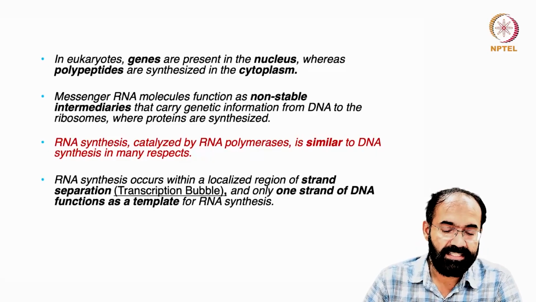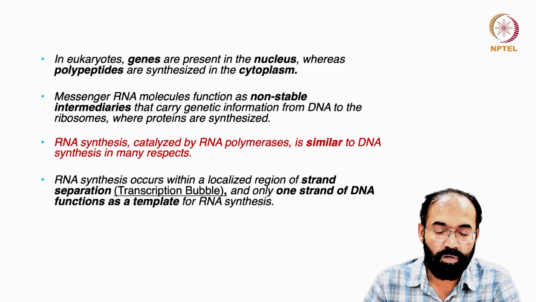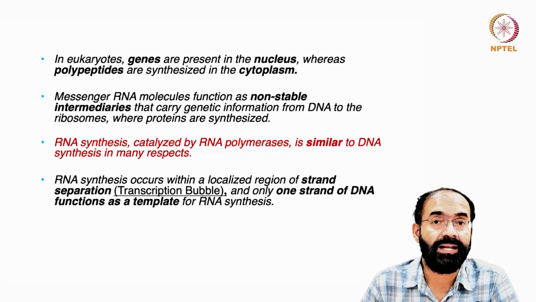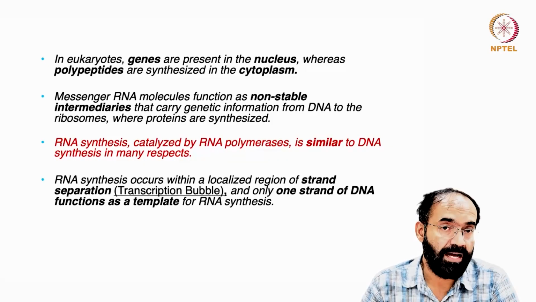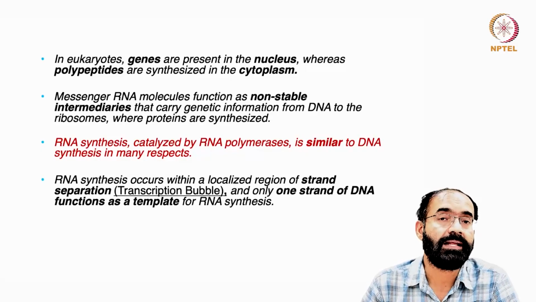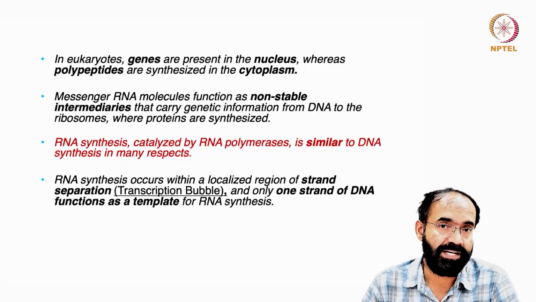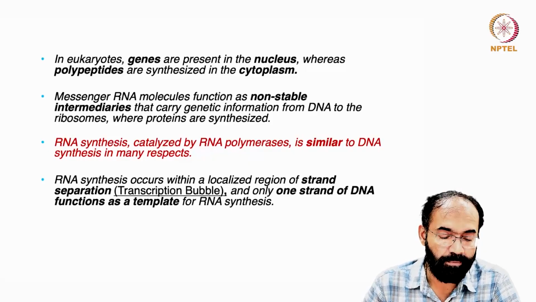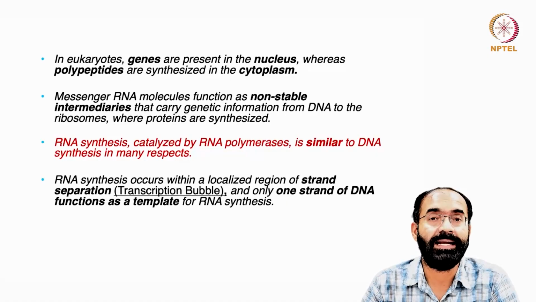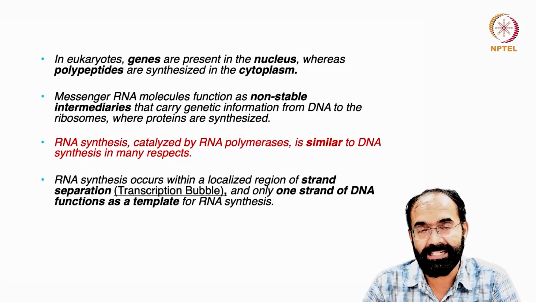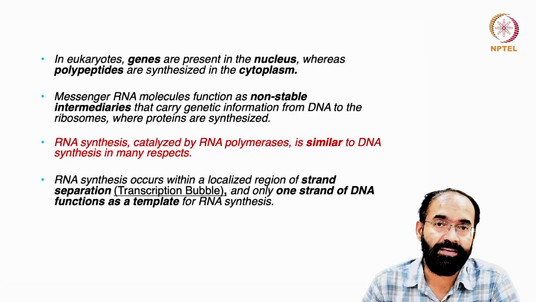RNA synthesis, which is catalyzed by RNA polymerase, is very similar to DNA synthesis in many respects. The only difference is that uracil comes in, and instead of deoxyribose sugar, ribose sugar containing NTPs come in. RNA synthesis occurs within a localized region of strand separation. That means the DNA double strand has to open up, but only in a localized region, not the entire DNA. It opens up only where it is actually required, and this is called the transcription bubble. It literally looks like a bubble when the RNA polymerase comes into the picture.